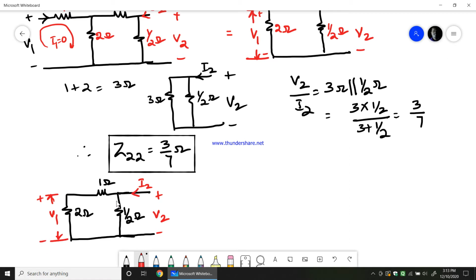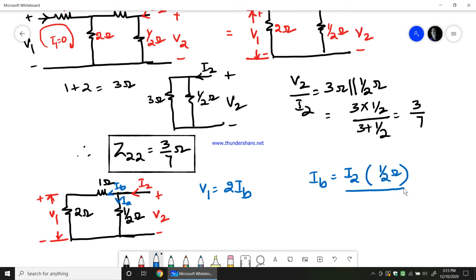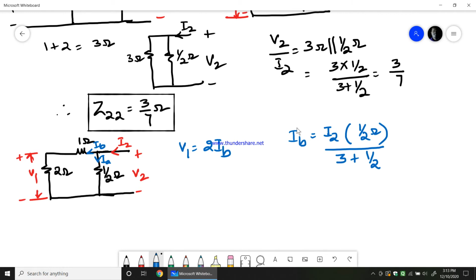Now this I2 is again getting divided into two currents. Let me say it is IA and IB. My job is to find out what IB is, because IB is the current flowing through 2 ohms. Therefore V1 would be equal to 2 times IB. So what would IB be? IB equals, by the current division rule, the total current I2 multiplied by the opposite resistance, which is 1 over 2, divided by the summation of the resistances, which is 3 plus 1 over 2. So this would be IB.